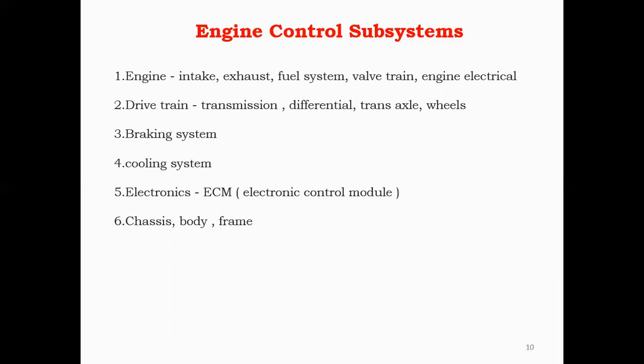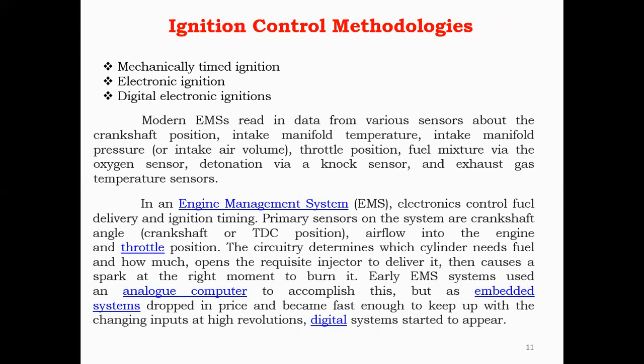Engine control subsystem. The engine has the following processes: intake, exhaust, fuel system, valve train, and engine electrical. Then the drive train, which is transmission, differential, axle, and wheels. Then the braking system and cooling system. Then electronics, that is the electronic control module, along with the chassis, body and frame.